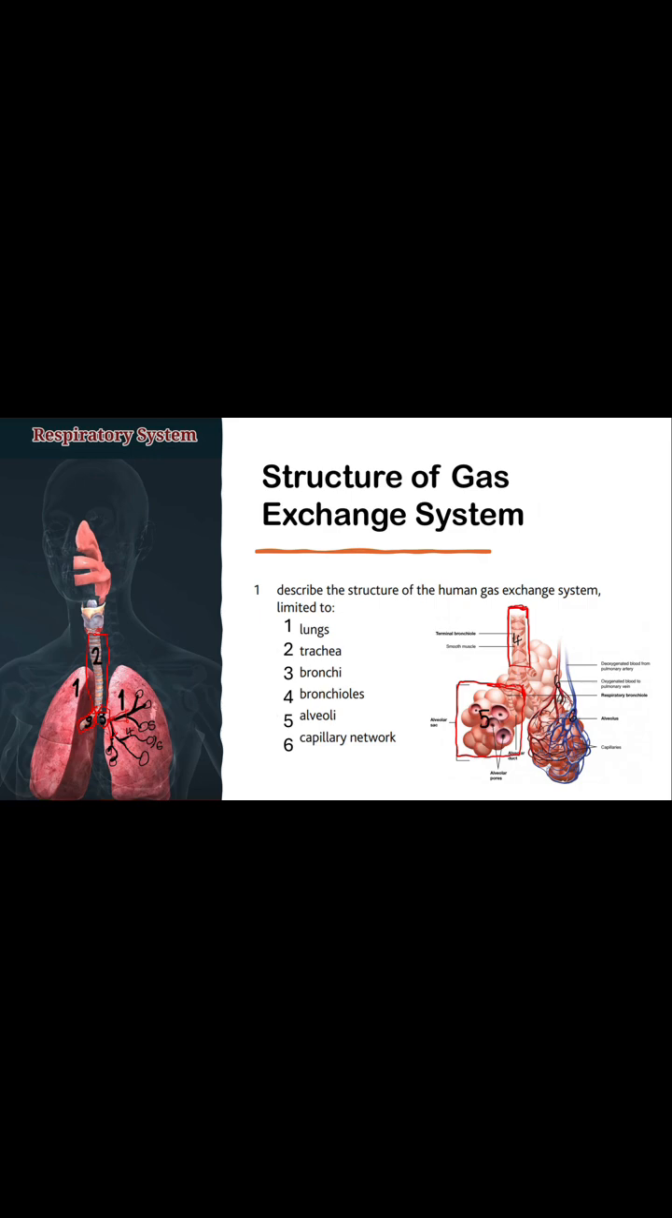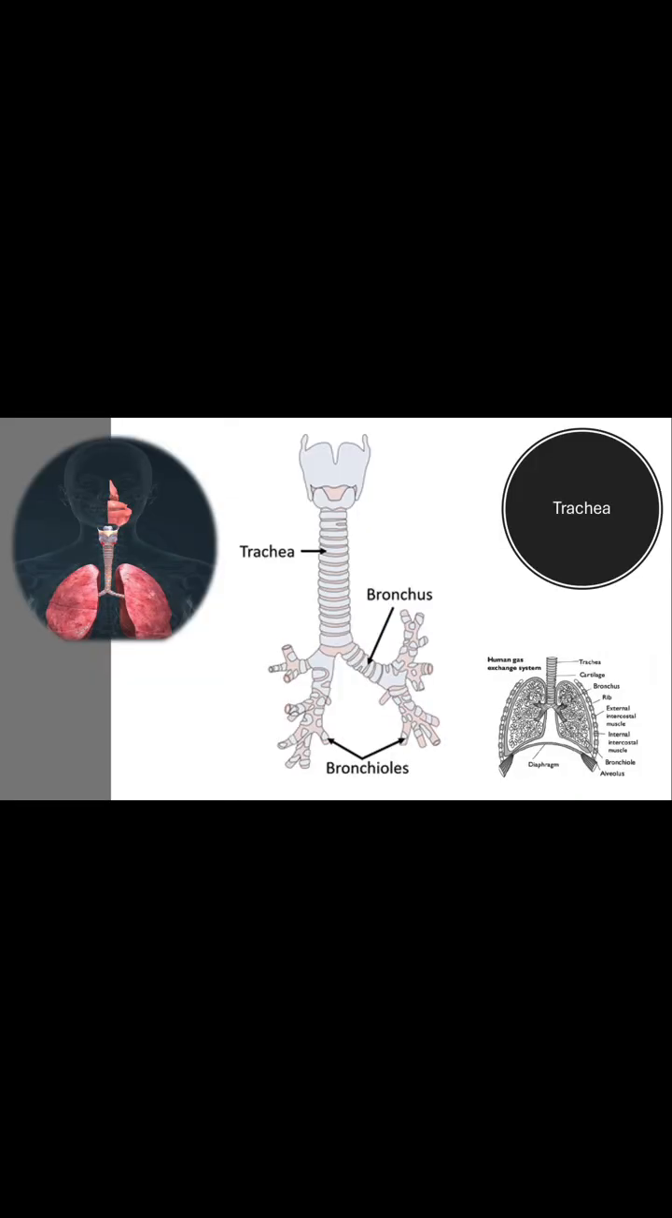And that is why we also have the capillary network, which can be seen here on this diagram. And these surround the alveoli. And that is exactly where our oxygen is transferred into our blood and carbon dioxide is given out. But we'll be going over that in more detail in other videos.